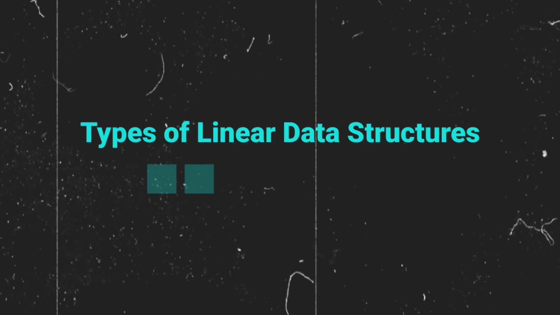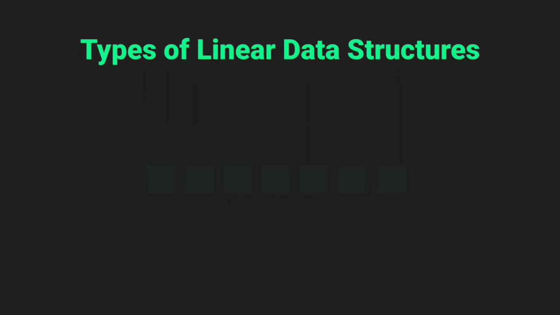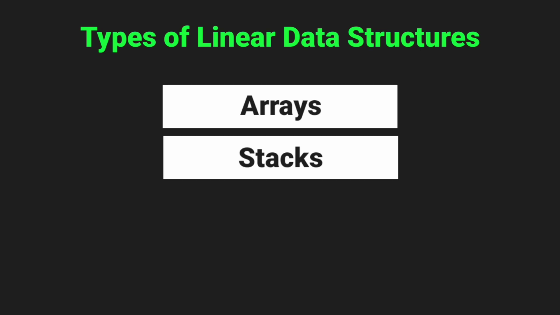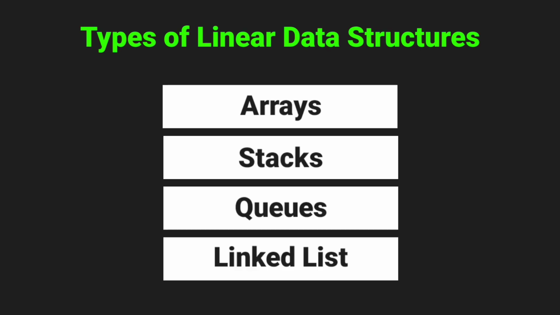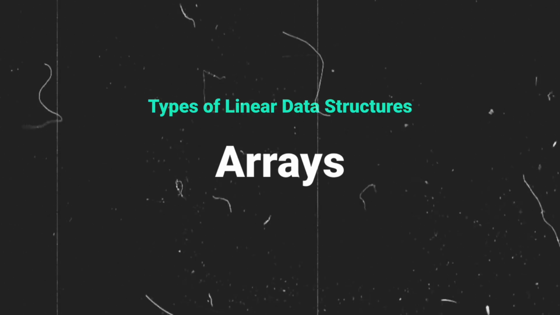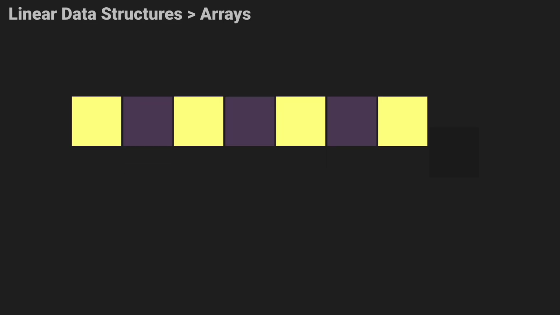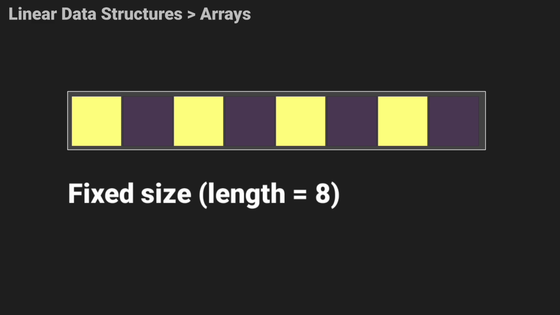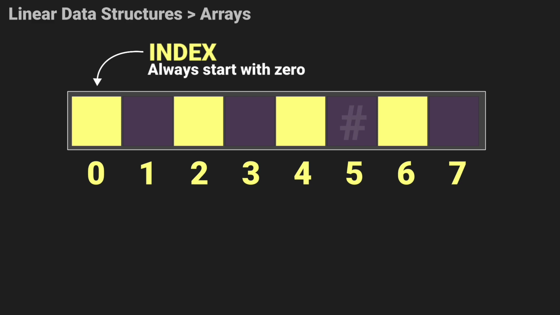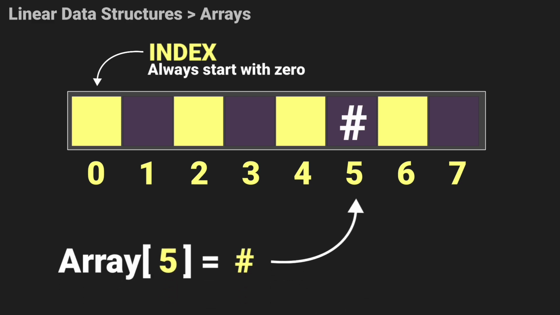There are 4 primary types of linear data structures: arrays, stacks, queues, and linked lists. First, let's talk about arrays. An array is a linear data structure that stores a fixed size sequence of elements of the same data type. Each element in an array is accessed using an index, which represents its position in the sequence.